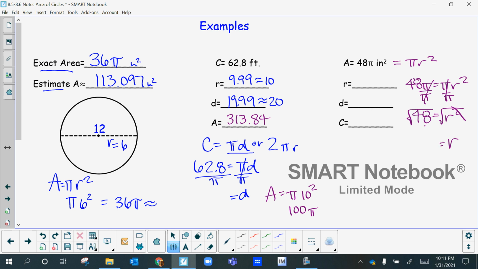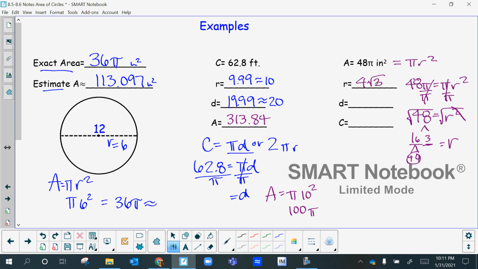And r is going to equal, I want to leave the exact answer on there. So I'm going to use my factor tree, which I believe 16 goes into 48 3 times. So I'm going to do 16 times 3. And there's a perfect square. And then I'm going to underline that. So the radius is actually 4 radical 3. That's the exact answer. Let's say we wanted to give the estimate.